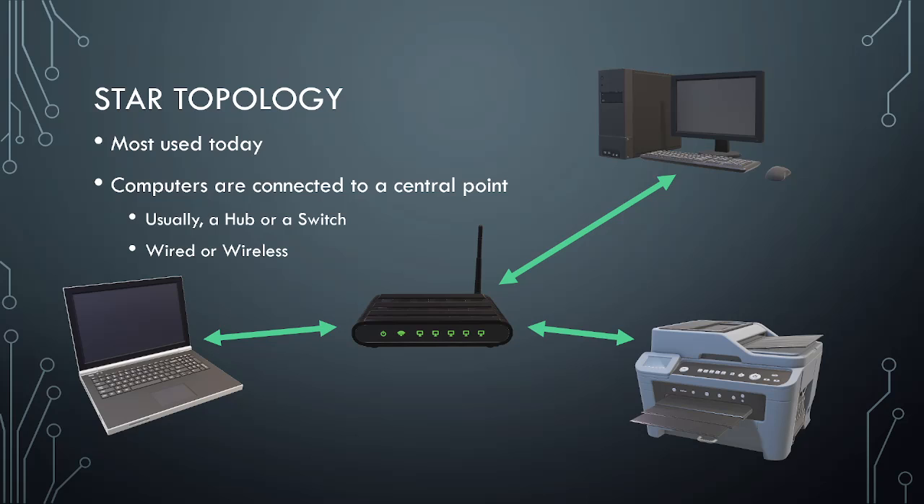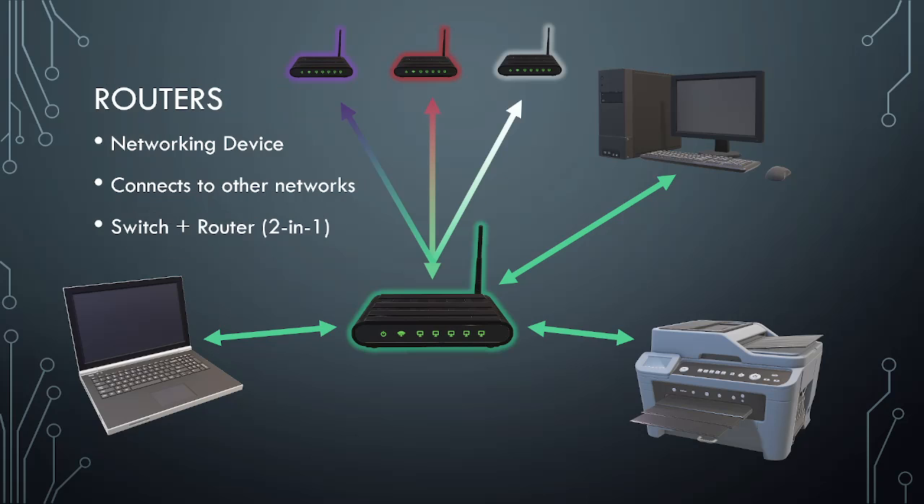Now, with the star topology, there are also special devices called routers, and routers are essentially switches and hubs, with a special quirk, which allows them to communicate with other networks. This is illustrated in this presentation with our green network being able to communicate with the other networks, that being the purple, the red, and the white.